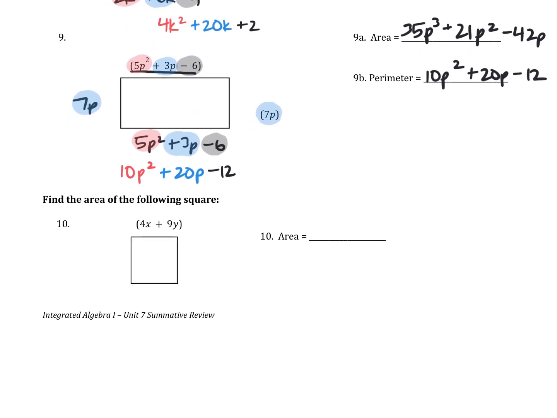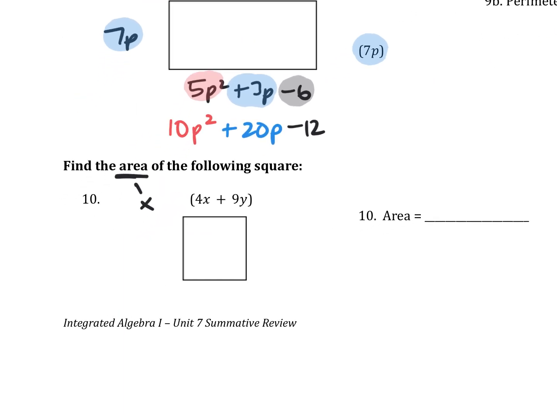My last problem, number 10, is to just find the area. So again, area means to multiply. So I've got one side length of 4x plus 9y, and then my other side length is also 4x plus 9y. And now I just multiply these two things together. So 4x times 4x gives me 16x to the second power.